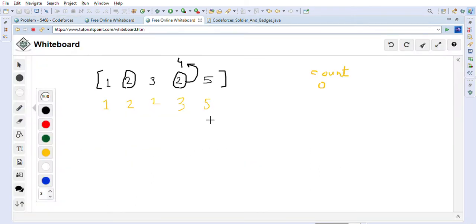So we have to make all these coolness factors distinct, so we can give them to all the soldiers and every soldier will have a distinct coolness factor badge, right? Now this 2 2 means it is repeated, so we have to make it distinct. So that is the problem. Now let's look at how we are going to solve this problem, right? First, we will take this array and we will sort this array, right?